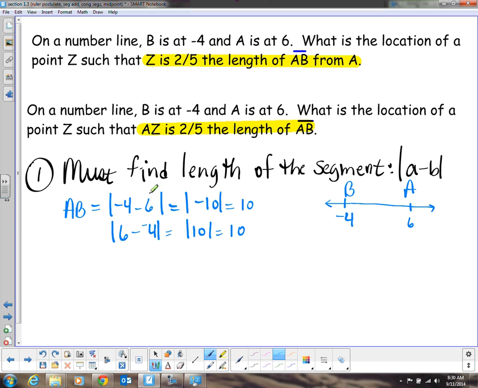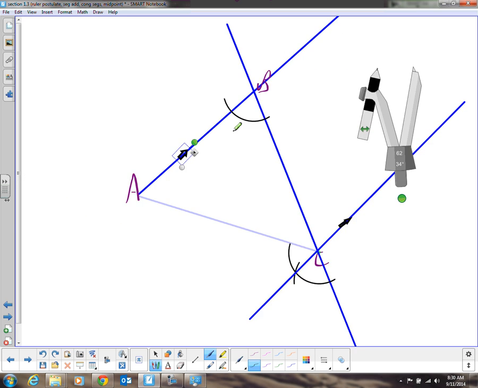So does it matter when we have absolute value how you subtract? No. Do you have to do it both ways? No. Any questions on the first step? They're the same problem. What's highlighted in yellow is worded differently, but it means the same thing. It's the same problem.